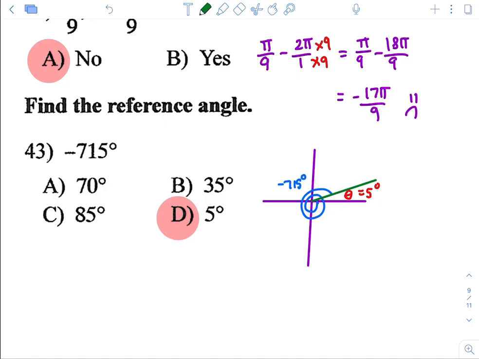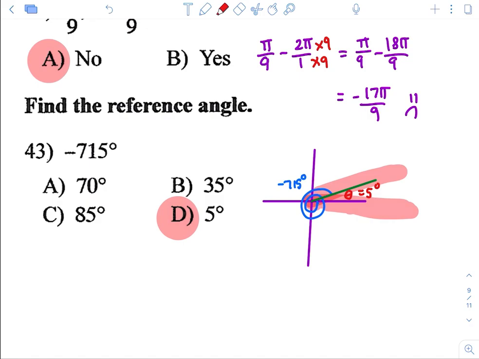All right, reference angle. Recall, the reference angle is the angle formed between the terminal side and the x-axis, and it's the smaller angle. So negative 715 degrees is that blue rotation. Here's the terminal side, and here's the x-axis.